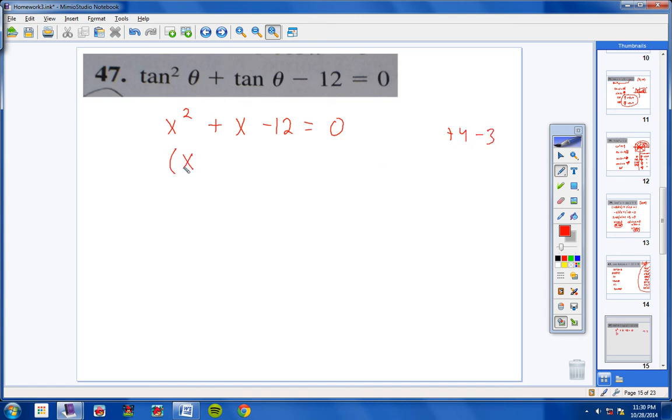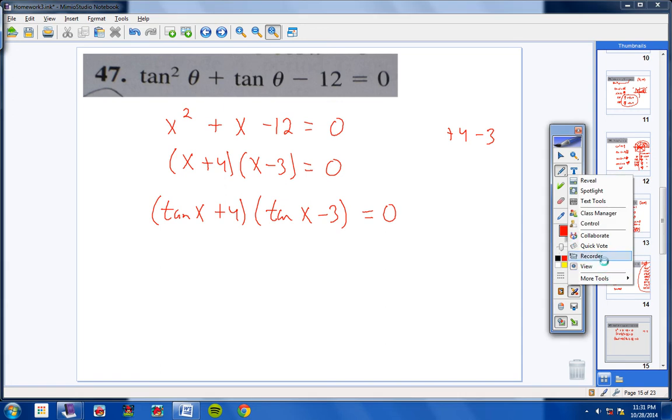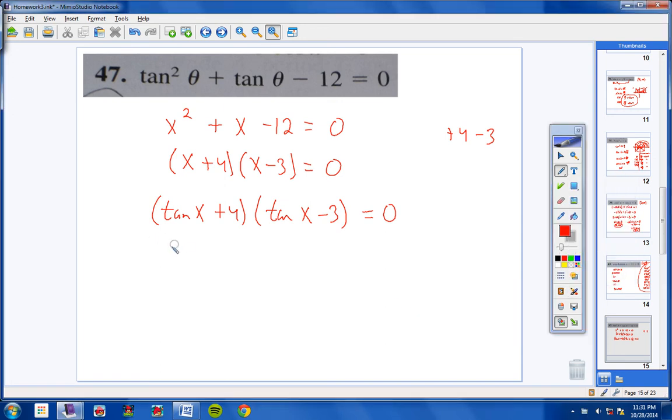So tangent of x plus 4, tangent x minus 3 equals 0. Okay, now take each group and set each group equal to 0. So if we did that here, we'd have tangent of x equals negative 4. Then take this group here and set equal to 0, and bring the negative 3 over. We'd have tangent of x equals 3.